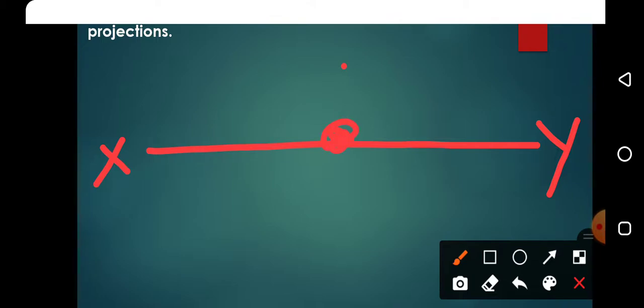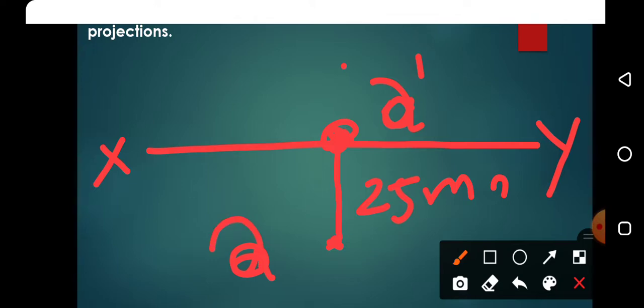This is the front view, that is your a dash. And in front of VP means below the XY line. How much is below? 25 mm. Right here is your point. You will denote this one by small letter a. Okay, that is the solution of your problem.